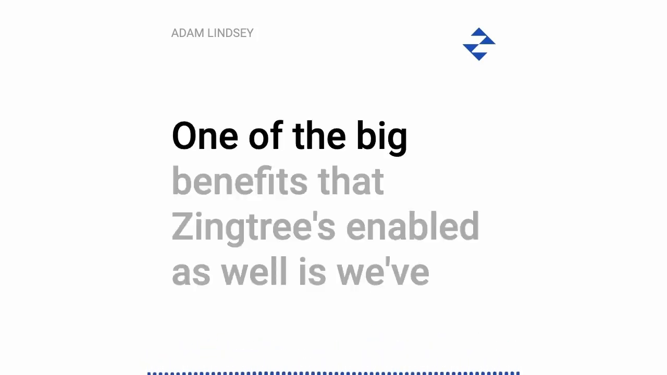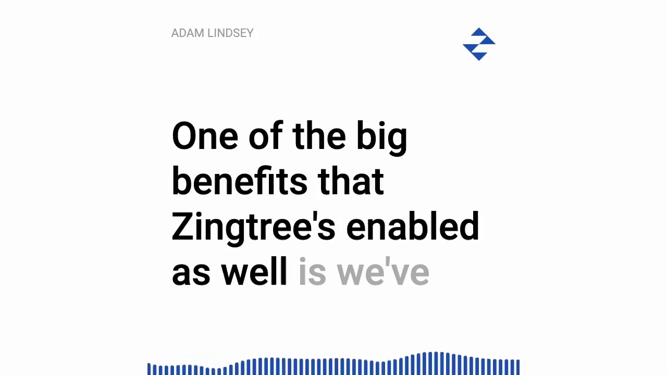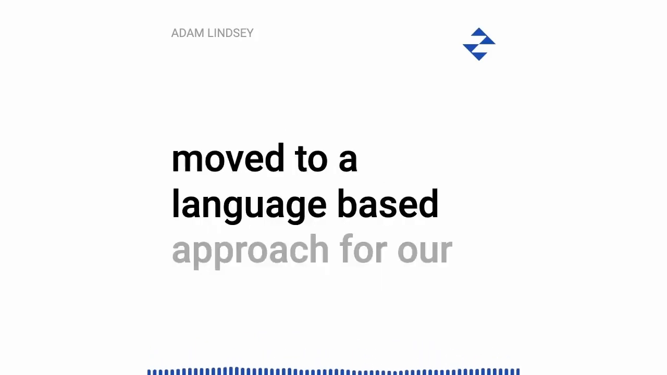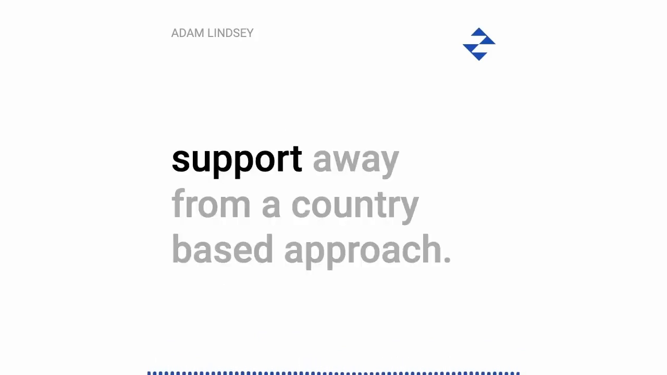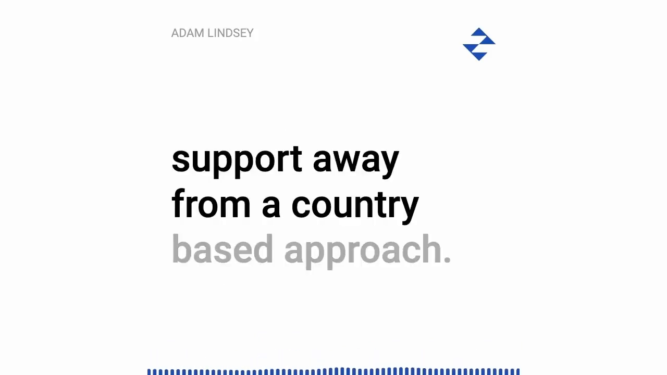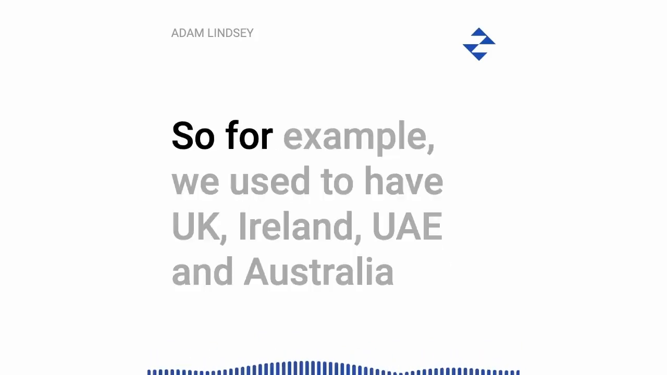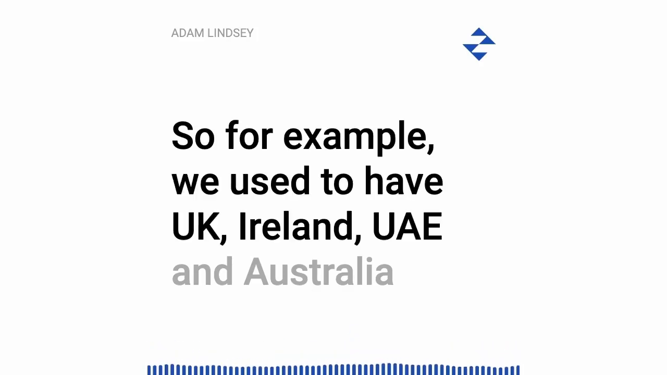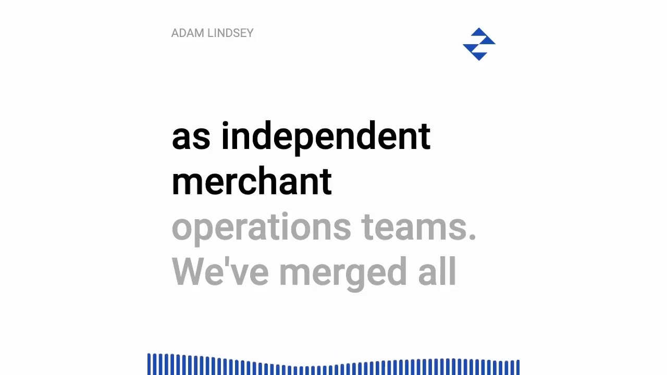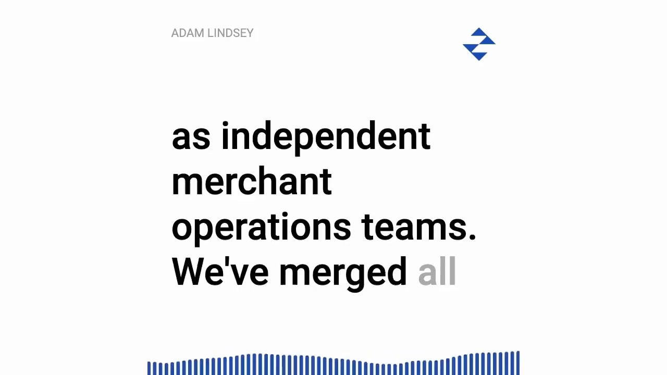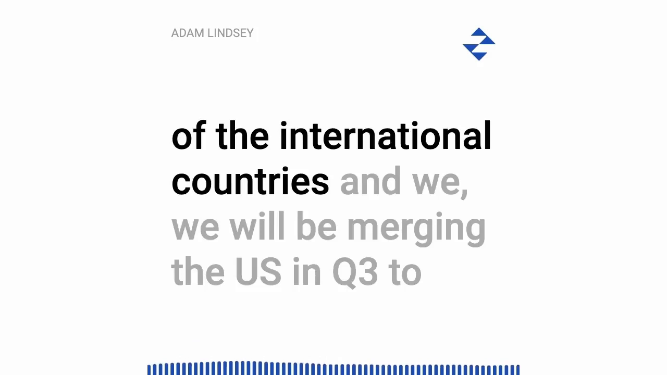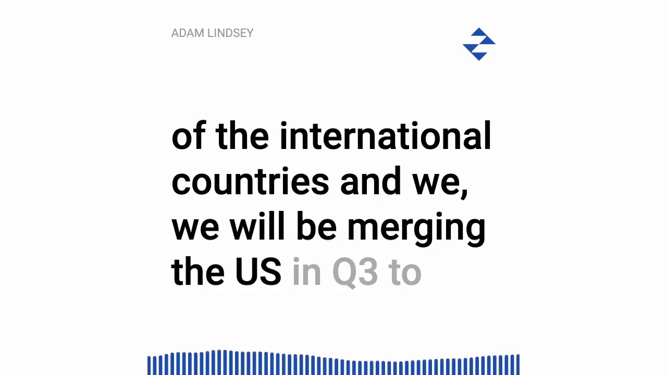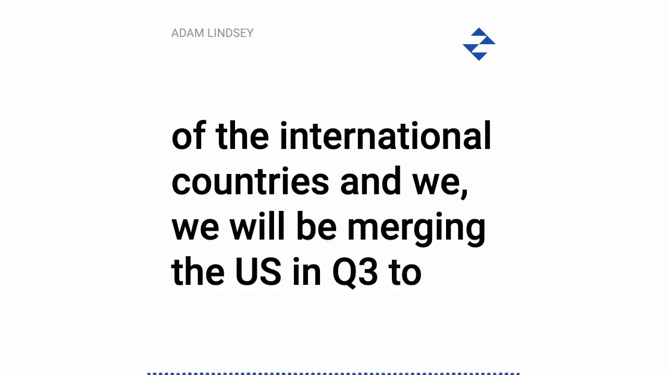One of the big benefits that Zingtree's enabled as well is we've moved to a language-based approach for our support, away from a country-based approach. So, for example, we used to have UK, Ireland, UAE, and Australia as independent merchant operations teams. We've merged all of the international countries, and we will be merging the US in Q3 to that approach.